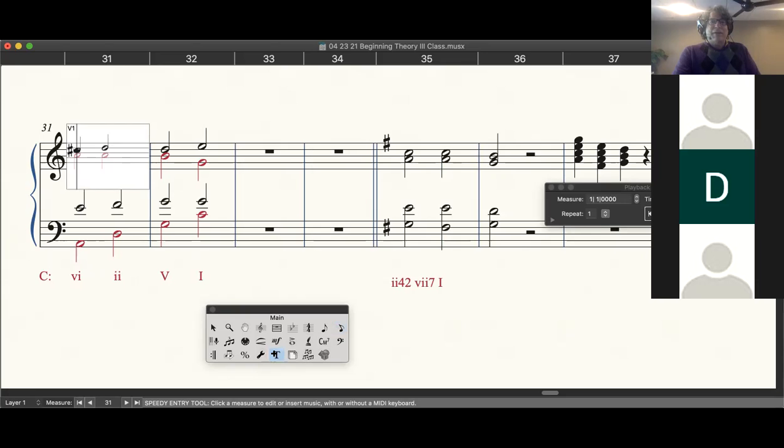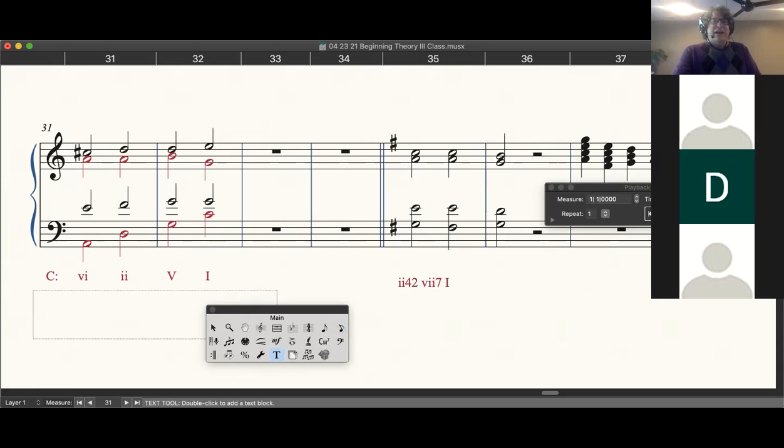Hold on a second while I get my text thing in. Then what I've got now, my progression has changed. My progression is now, and tell me if I'm going too fast, guys, a 5 of 2 to a 2 to a 5 to a 1. Those chords haven't changed. So the 6 becomes a 5 of 2.